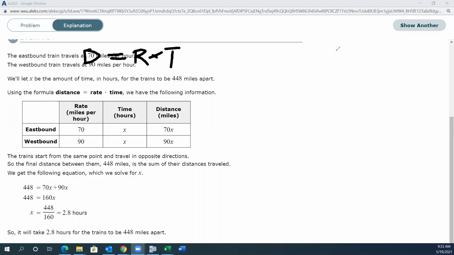Okay. So then, now we know that the total distance is 448 miles. At the very end of this whole thing, they're 448 miles away. So the distance for the eastbound train and the distance for the westbound train, when you combine them, it should be 448 miles. All right, so now you just have an equation that you solve. Add them together, get 160x. Divide both sides by 160, and you get 2.8 hours. So what is that? That's about 2 hours and 50 minutes or so. 2.75 would be 2 hours and 45 minutes. But that's how it's done.